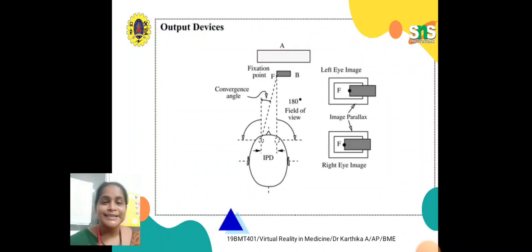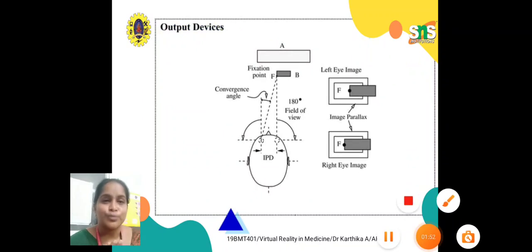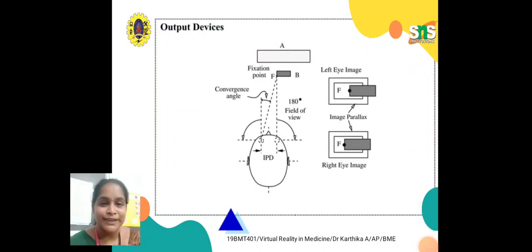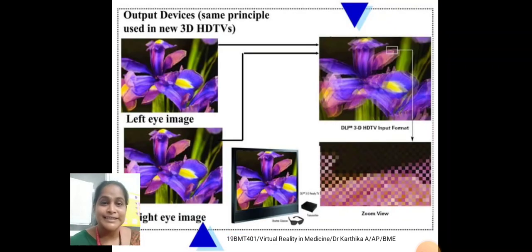Here we have the output devices block diagram. In this we have IPD, convergence angle and 180-degree field of view, and also we have fixation points A and B. Here we have the left eye image and right eye image for image parallax. The same principle is used in new 3D HD TVs. See the left eye image, right eye image, and how effective the output is.